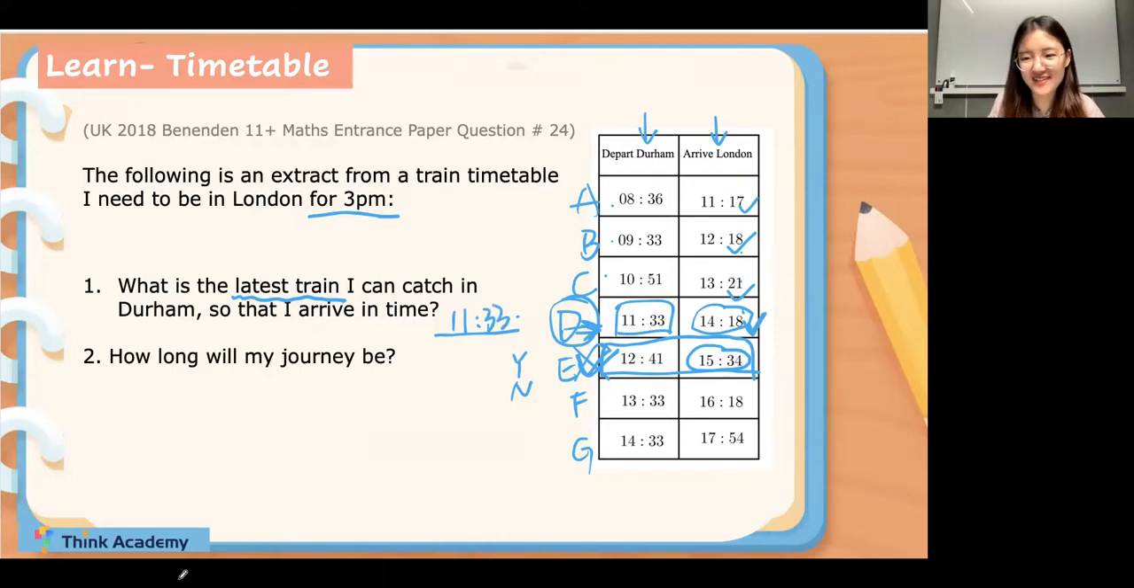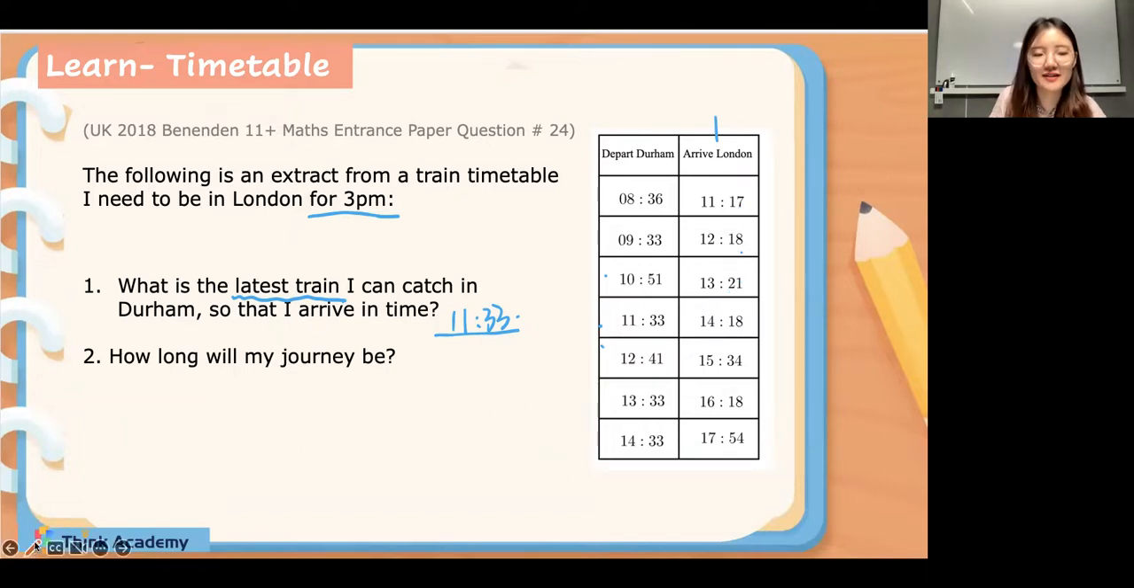11:33, right? Okay, everyone. So for this question, let's make it clear. Firstly, we need to know which train can we choose to arrive at London on time. So we can know A, B, C, and D. All of them can work because it will arrive at London before 3 p.m. And for the question 1, we need to write down the departure time here. It will be 11:33. It will be the latest train. Okay? Does it make sense, everyone? If it makes sense for you, can you type 1 in the chat box?